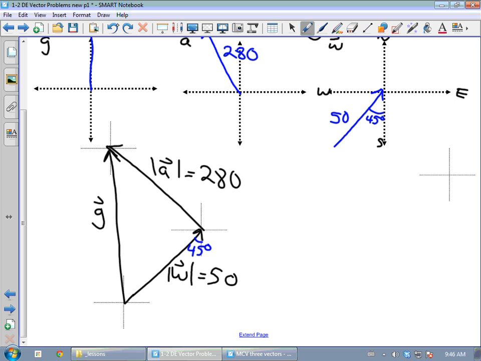I cannot, because I don't know what this thing up here is. Okay? I don't know that piece in here. So this angle in here, yep, I can figure out that that is going to be 45 degrees as well.